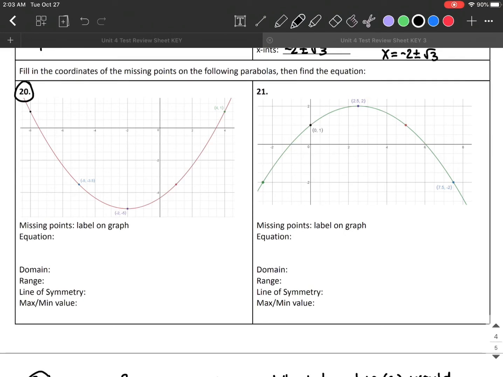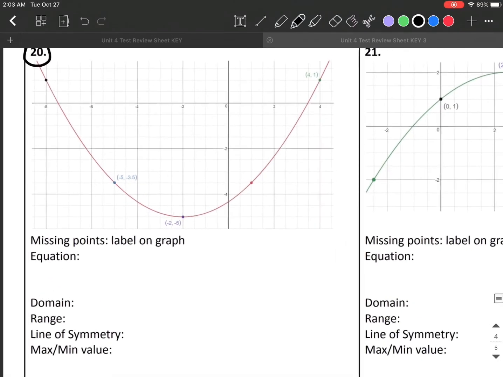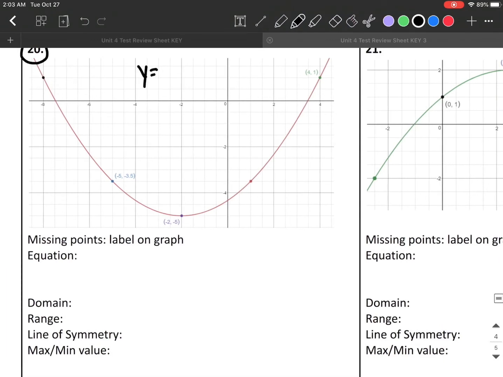What you need to do is find the equation for this. So I'm using the formula y is equal to a times (x minus h) squared plus k, because that's the vertex form, and that's the easiest one to plug things into.